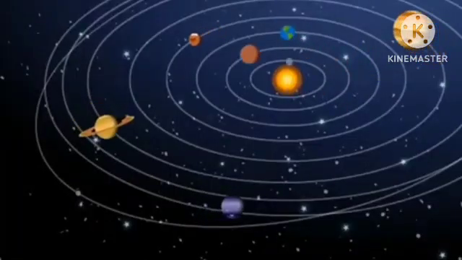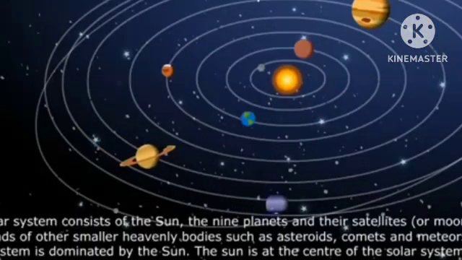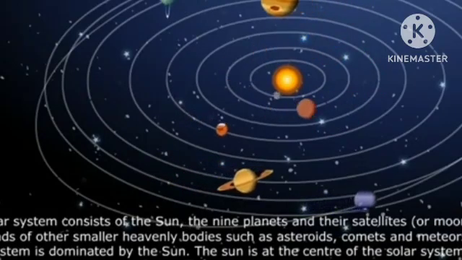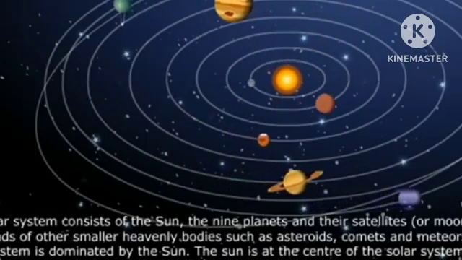The solar system. The solar system consists of the Sun, the 9 planets, and their satellites or moons, and thousands of other smaller heavenly bodies such as asteroids, comets, and meteors. The solar system is dominated by the Sun. The Sun is at the center of the solar system, and all these bodies are revolving around it. The gravitational pull of the Sun keeps all the planets and other objects revolving around it.